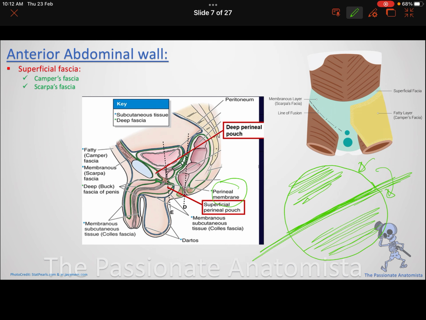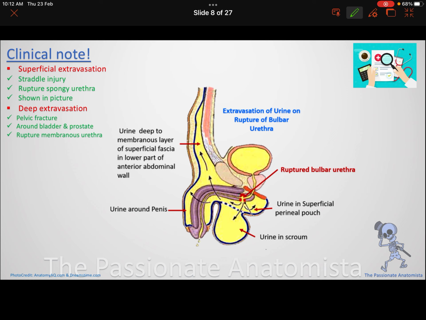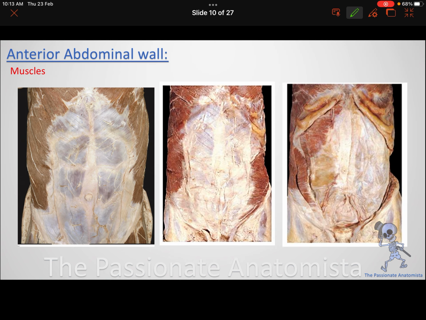All right, guys, so that will give you the idea of the difference between the superficial extravasation and deep extravasation, and this is a very important clinical topic.